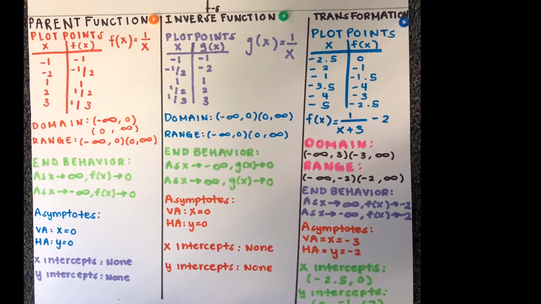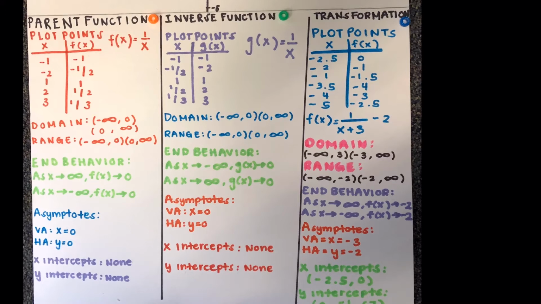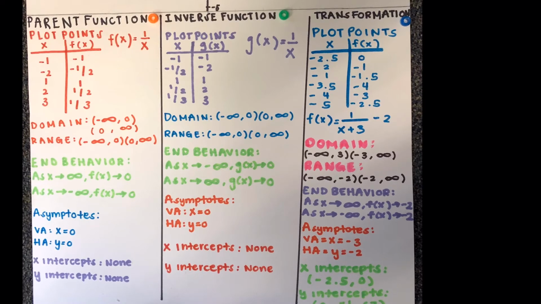The domain is negative infinity to 0 and 0 to infinity. The range happens to be the same. The end behavior is, as x approaches infinity, f of x approaches 0. As x approaches negative infinity, f of x approaches 0. The vertical asymptote is at x equals 0, and the horizontal asymptote is at y equals 0. There are no x and y intercepts.